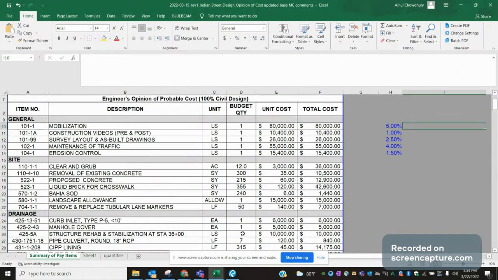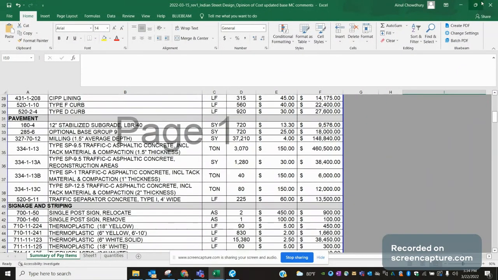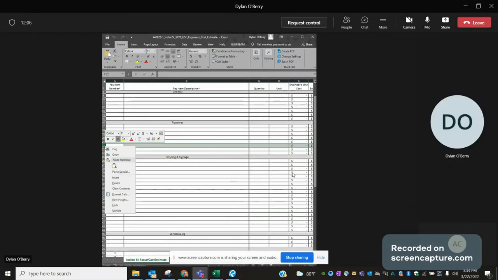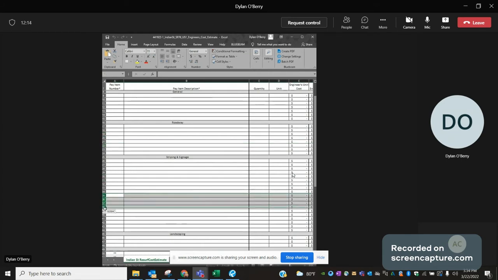You maybe add some lines. Yeah, I need to add a few more lines, rows, and you could probably delete a few of these, and then add a few of these.